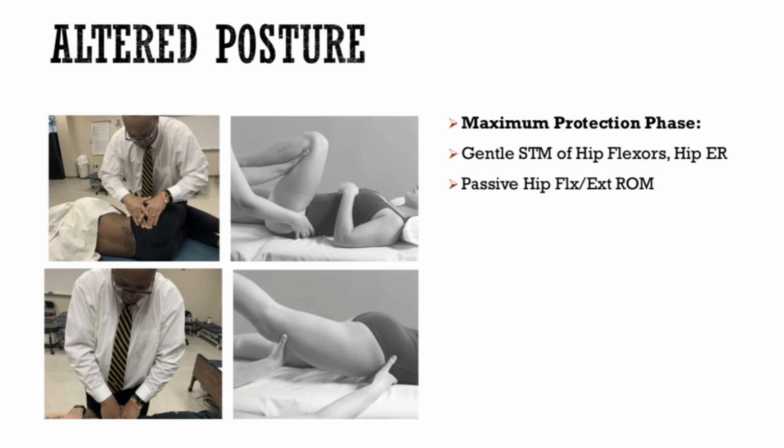Alright, then we have altered posture. So for the maximum protection phase, could incorporate some soft tissue mobilization of the hip flexors and hip external rotators. So we've seen these techniques. So we have the piriformis release, and we also have the psoas release. Then we could also incorporate some passive hip flexion and hip extension.